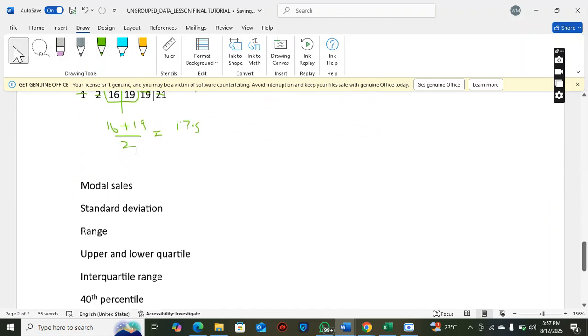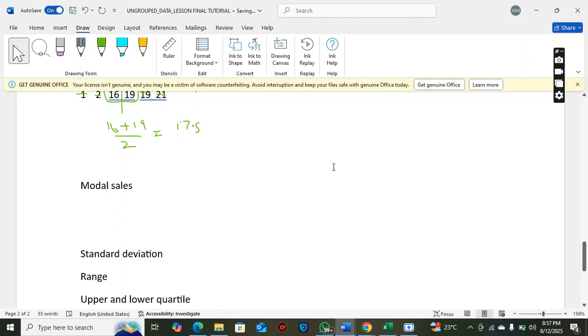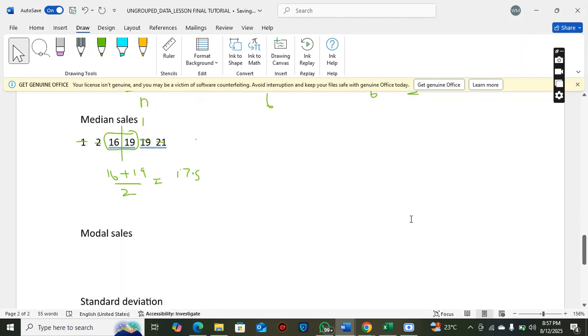We now go to the mode. So the mode, as we said, is the number that is most common. And in this case, it's 19. So our mode is 19.